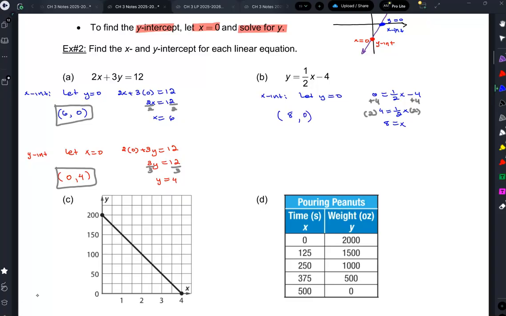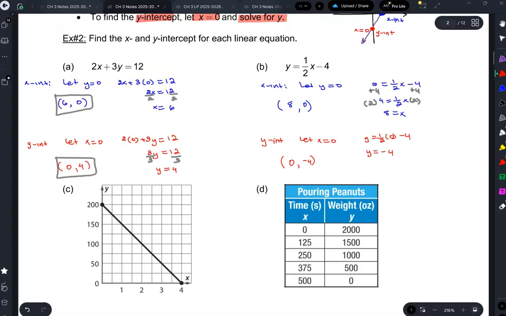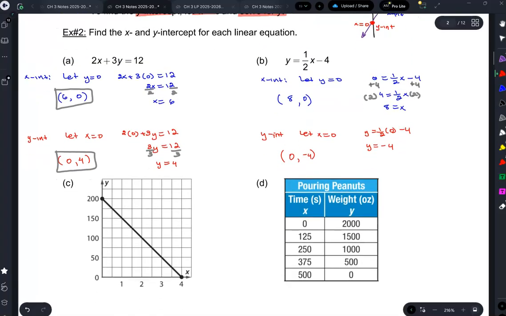Okay, next one. For the y-intercept, we're going to let x equals 0. So y equals half times 0 minus 4. Y equals minus 4. That's it, we're done. The minus 4 goes in the y coordinate, and this is going to be 0. Okay. That's how you find x and y-intercept if you're given the equation.